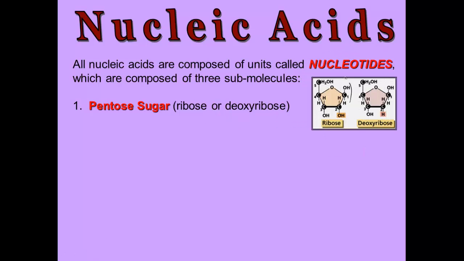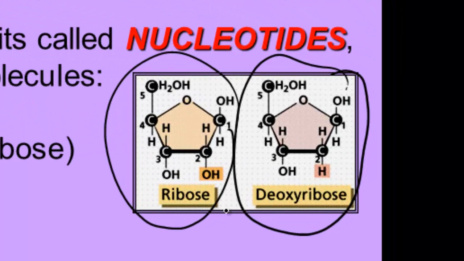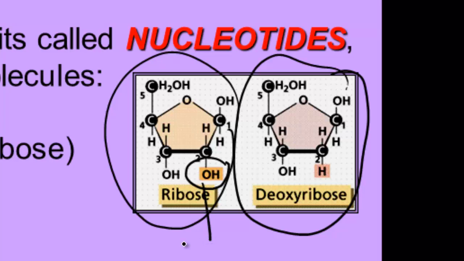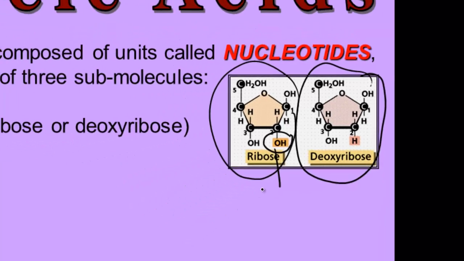So here's the ribose sugar and the deoxyribose sugar. You'll see the only difference between them is that ribose has an extra oxygen. And that's why we call DNA deoxy. It's got one less oxygen, deoxyribonucleic acid.